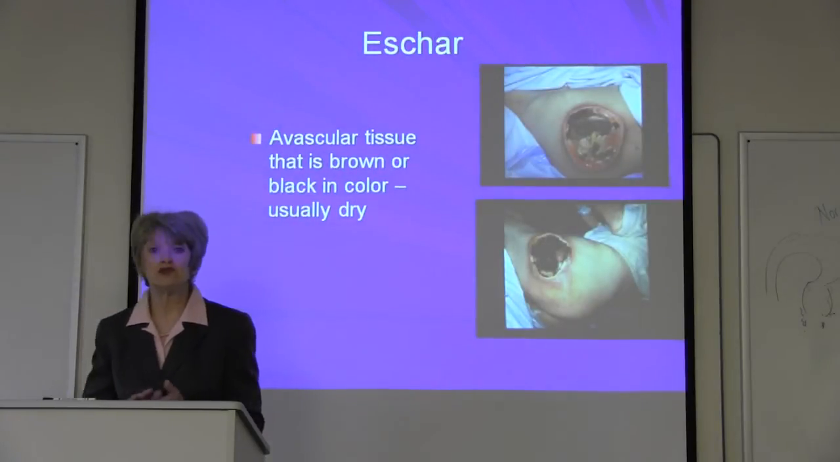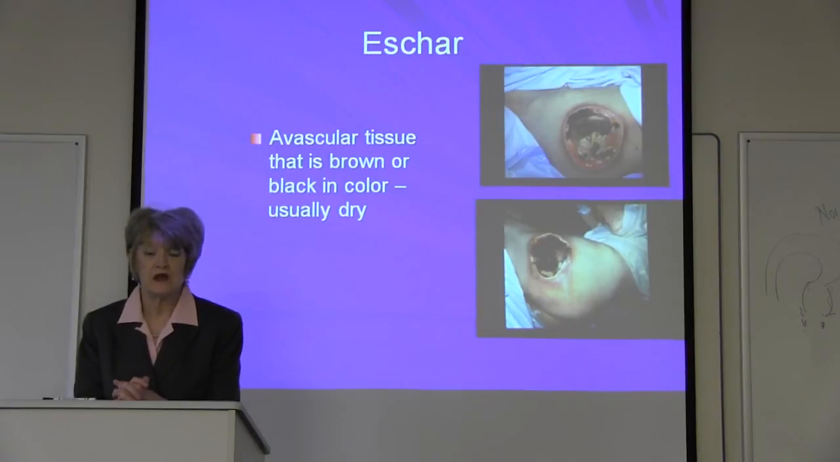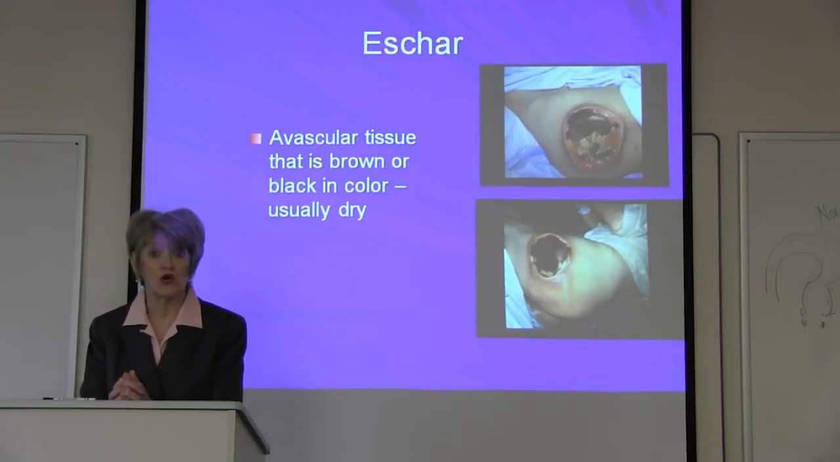Slough and eschar, two types of avascular tissue. Whenever you see tissue that is brown, black, gray, that tissue is typically labeled eschar. Most of the time you start out with eschar that's very dry and desiccated, and then as you work to rehydrate that wound surface and to begin the debridement process, many times that dry brown, dry black tissue becomes softer, but the color remains the same. Brown, black, gray is typically referred to as eschar.